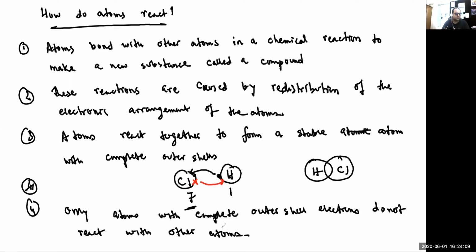Next is, so we already studied about the different types of bonding, right? So now we'll start with ionic bonding.